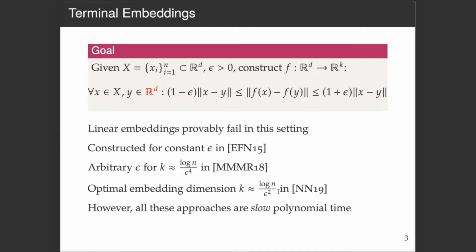One downside to all of these approaches is that they are slow to compute. And in particular, all of them run in slow polynomial time because the construction of the embedding is defined in terms of a semi-definite program. So in our work, we want to construct a data structure which computes terminal embeddings faster than these previous approaches.